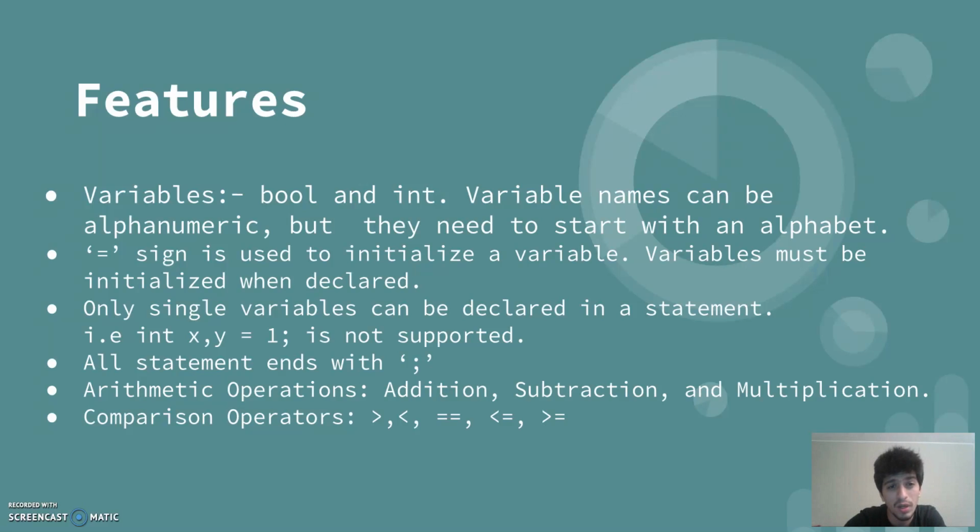The variables we support right now are int and boolean, and the variable names could be alphanumerics, with the exception of a variable name starting with a number. That's not allowed. And it's pretty standard stuff. You use equals to assign a value to a variable. One thing we do not support is multiple variables initialized at the same time, like the example you can see on the slide: int x, y equals 1. That's not supported. Obviously, all the statements end with a semicolon in our language because it's much like Java.